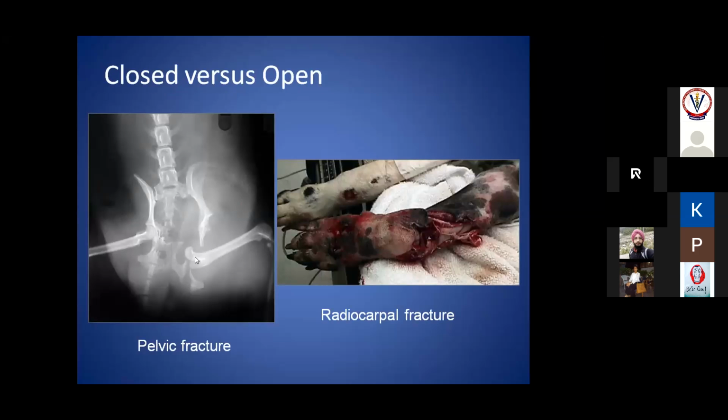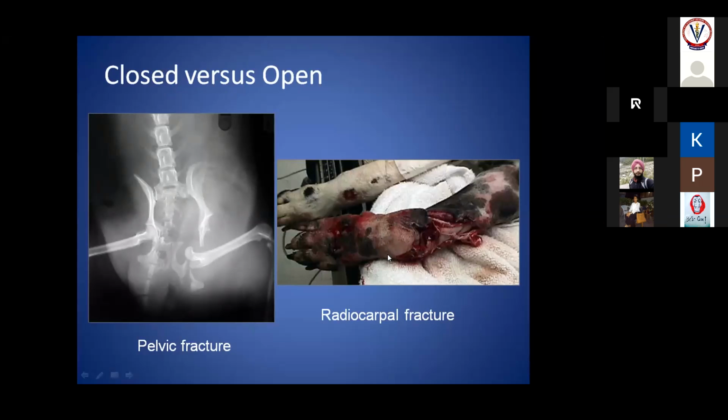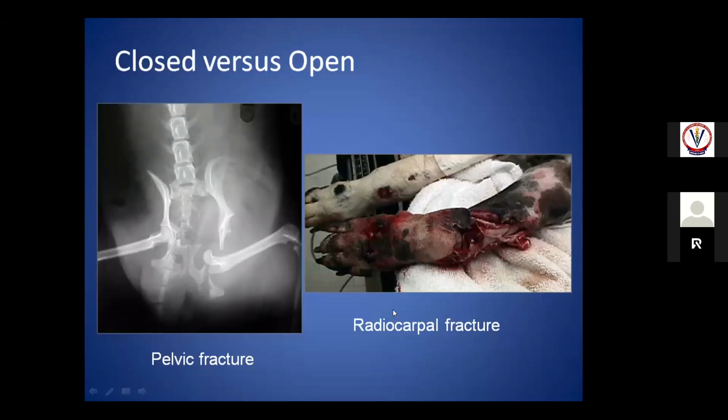Now this is a pelvic fracture, and because the pelvis is a very secured area, there are little chances of open fracture here. Whereas extremities, for example, radiocarpal fracture, metacarpal fracture, carpal fracture or distal radius fracture, are covered with very little musculature. These are all classified under distal limb fractures, because there is little cushioning here, with less soft tissue around these bones. They are more prone to open fracture. So, for example, this is an open radiocarpal fracture.